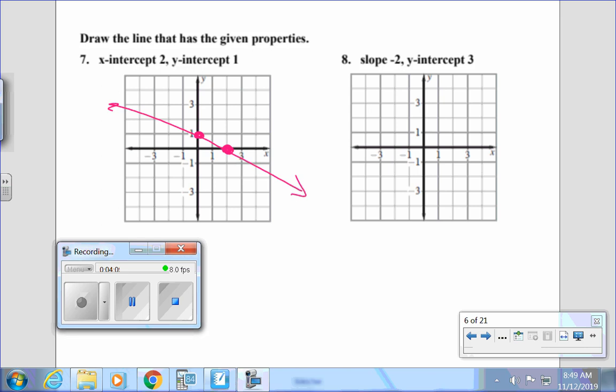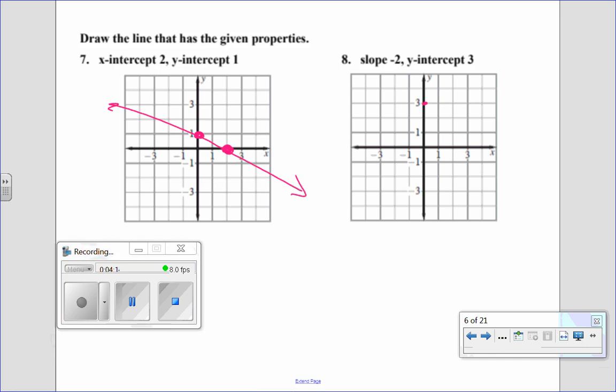Alrighty, so we have a y-intercept of 3 and a slope of -2. What you're going to do is you're going to go up 3, and then you're going to go either up 2, left 1, or down 2, right 1.